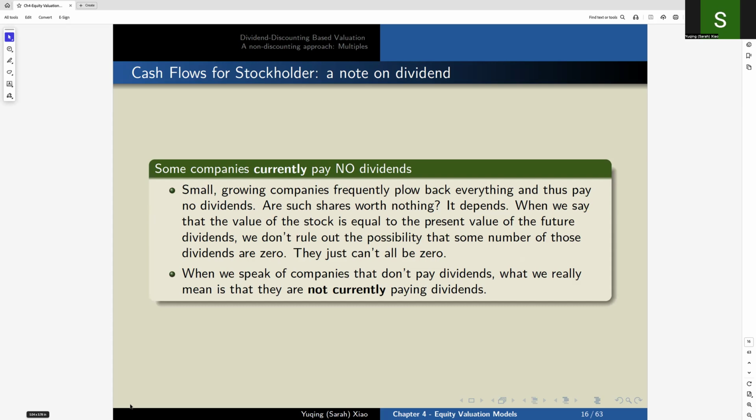The question is, does that make them worthless? Absolutely not. The value of the stock is still tied to future dividends, but those dividends might come later once the firm matures. The key is that they can't be zero forever. Eventually, companies must return cash to shareholders in some form, or else the shares won't have value. So when you see no dividends today, think of it as delayed dividends, not no value at all.